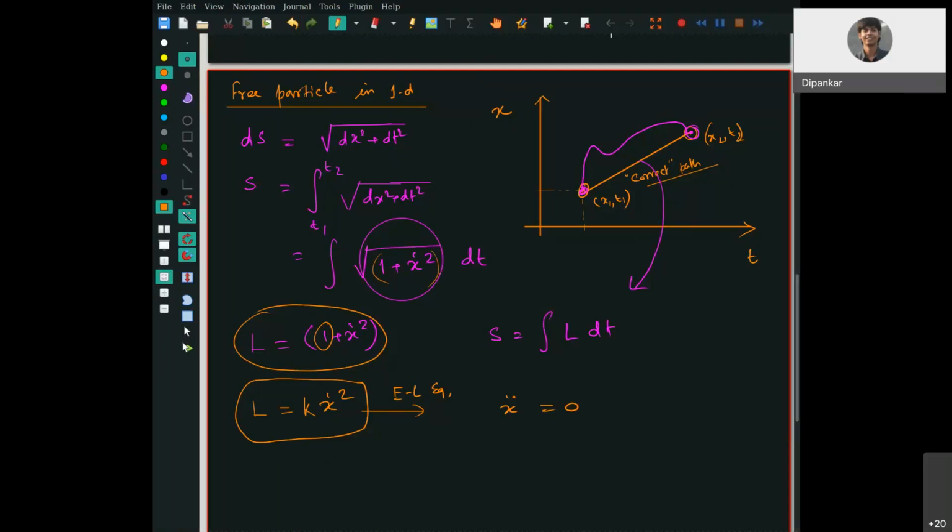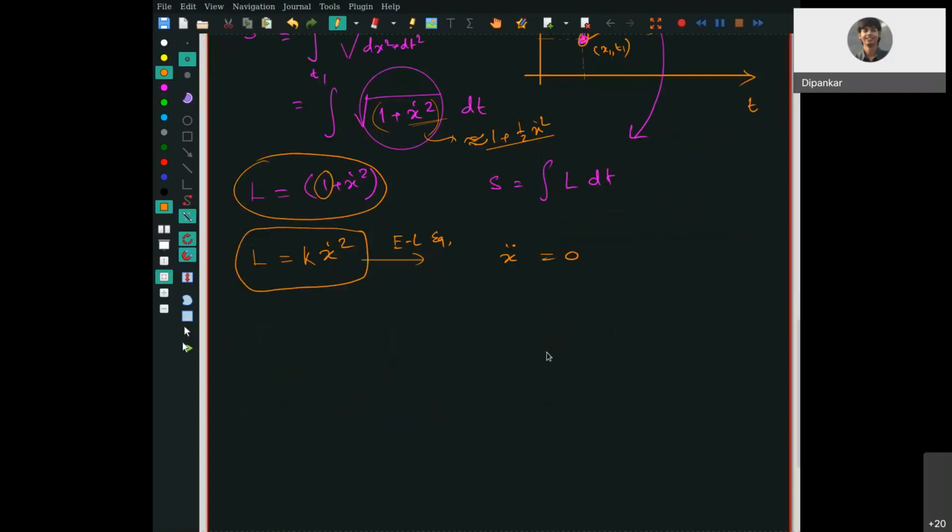Okay, okay. And if you are still unconvinced, if you apply this in the non-relativistic regime, you can expand this because x dot, the velocity, is very small. So this should be approximated as 1 plus half x dot square. Okay. So you can do it from that as well. And that's why I wrote L equals k x dot square.